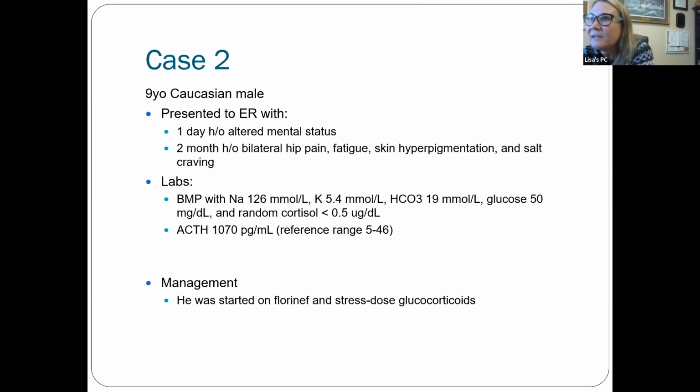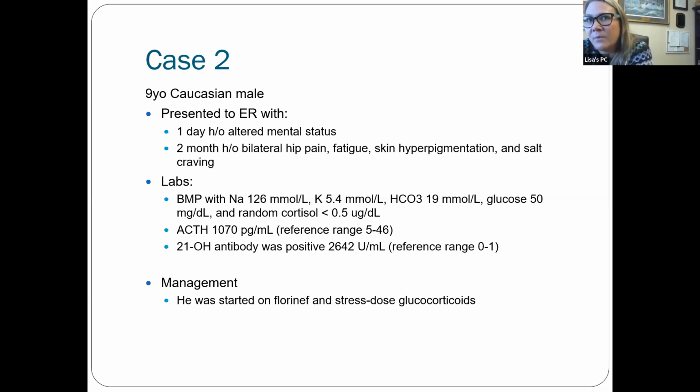So he got a dose of, I don't know at that time, I wasn't in the ER, but he probably got 50 mg of some sort of steroid IV or IM just for stress dosing, got a dextrose bolus, and was started on IV fluids. After the fact, because we sent all of these labs from the get-go, his ACTH was elevated, so clearly primary adrenal insufficiency with loss of negative feedback.